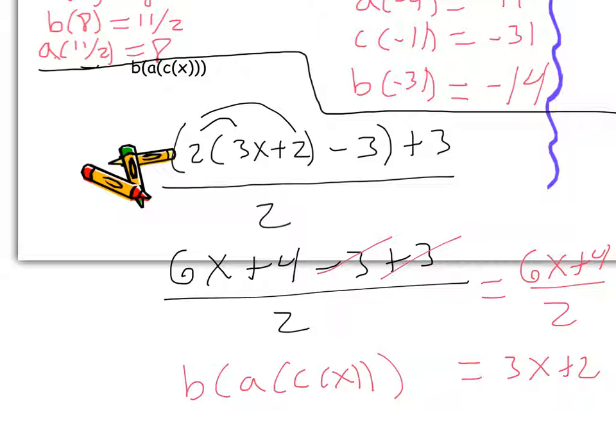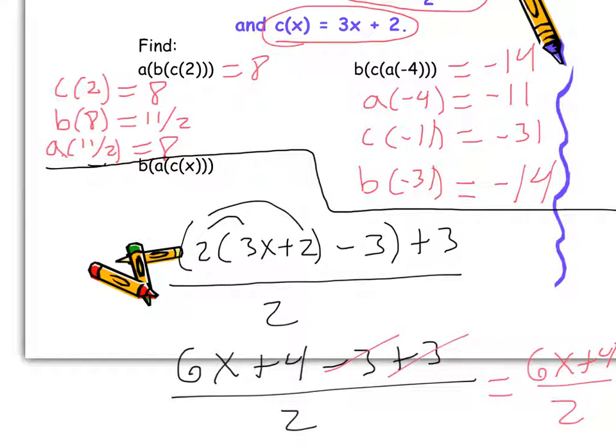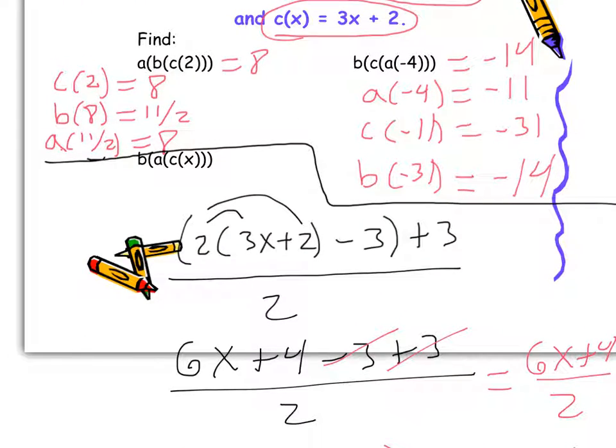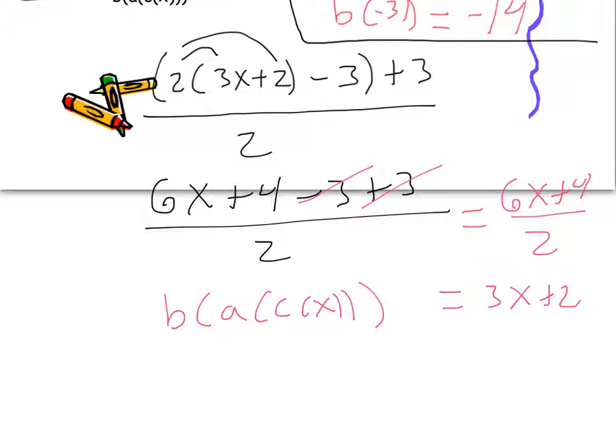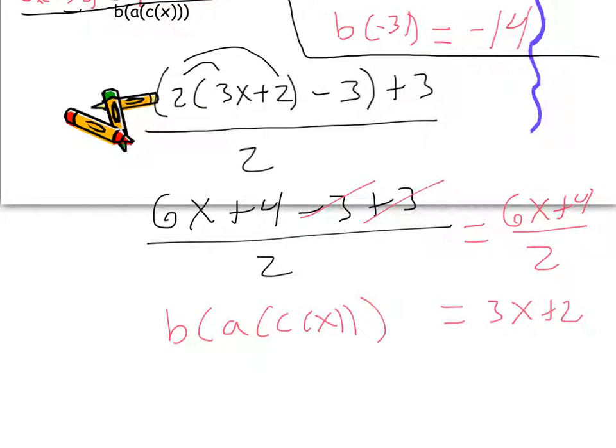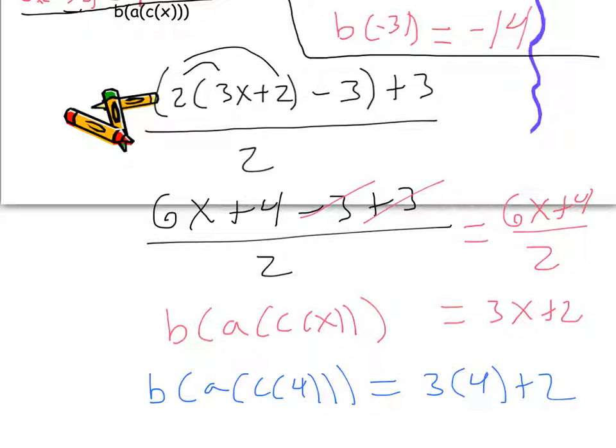So instead of going through these 3 different steps like I had to do up here on this one, it might be worth my time, if I want to do a composition, to just get the function in terms of a variable. And now if I wanted to find, for example, B of A of C of 4, I could just plug 4 straight into this, because I already factored in all the composition.